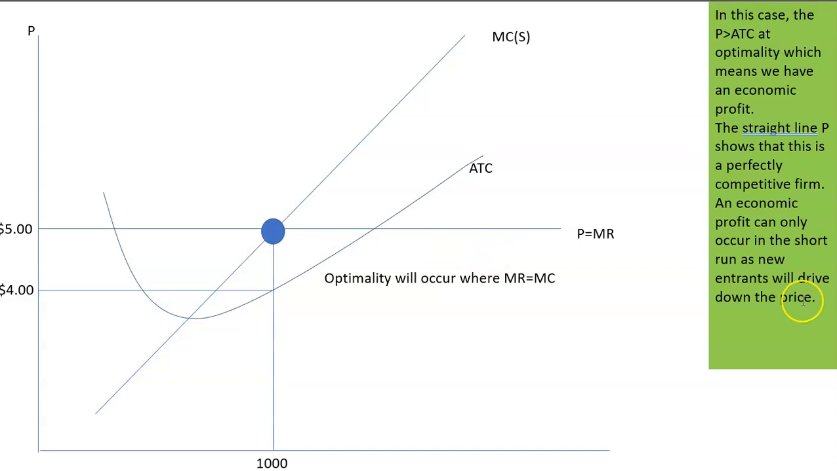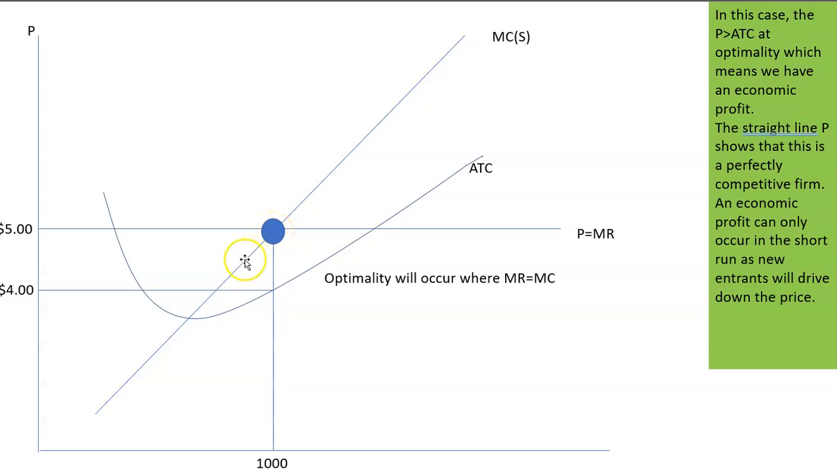This one is a situation where the price right here is greater than the average total cost. Now, as a reminder, in a perfectly competitive market, price is determined by the market itself. So each individual firm will charge this prevailing price. In this industry, the price is $5. This firm will produce optimally here at 1,000 units because that's where MC equals MR.